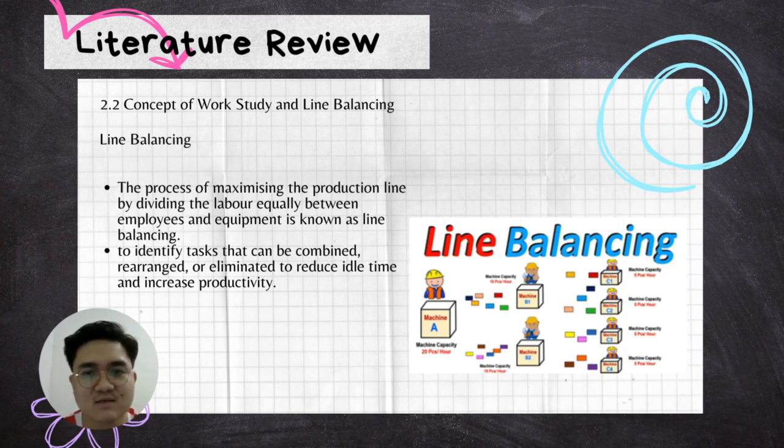So for line balancing, the process of maximizing the production line by dividing the labor equally between employees and equipment is known as line balancing. And to identify tasks that can be combined, rearranged, or eliminated to reduce idle time and increase productivity.